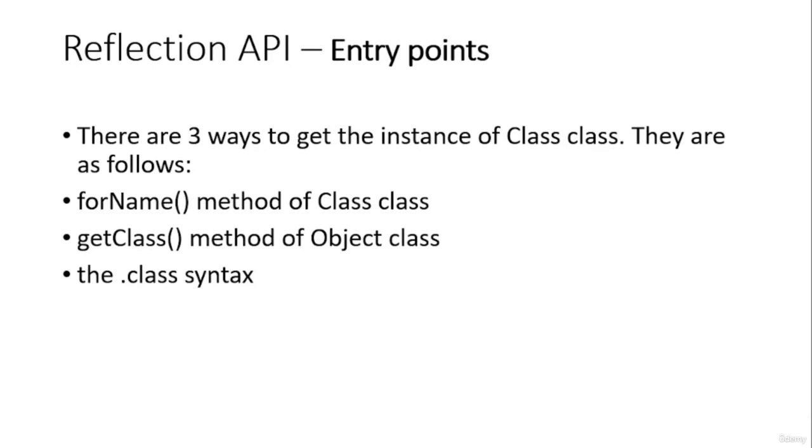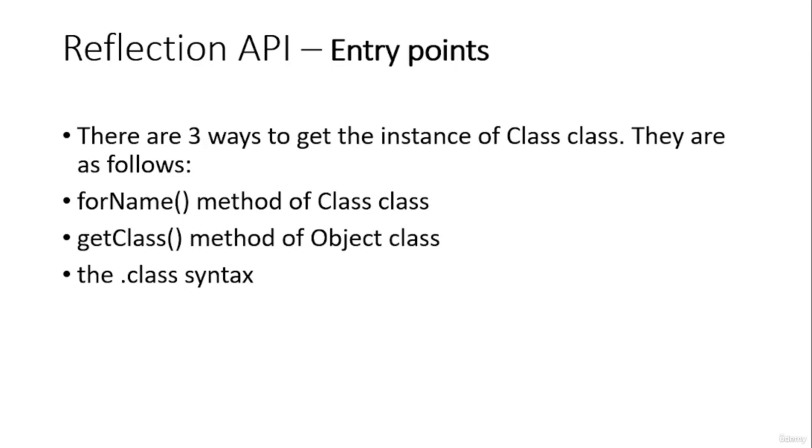Now let us discuss the entry points in the reflection API. The reflection API has three major entry points through which we access it. The first one is using the Class.forName method, which is a static method present in the Class class, and we will be able to access things from this point. The next entry point is using the getClass method of the Object class.